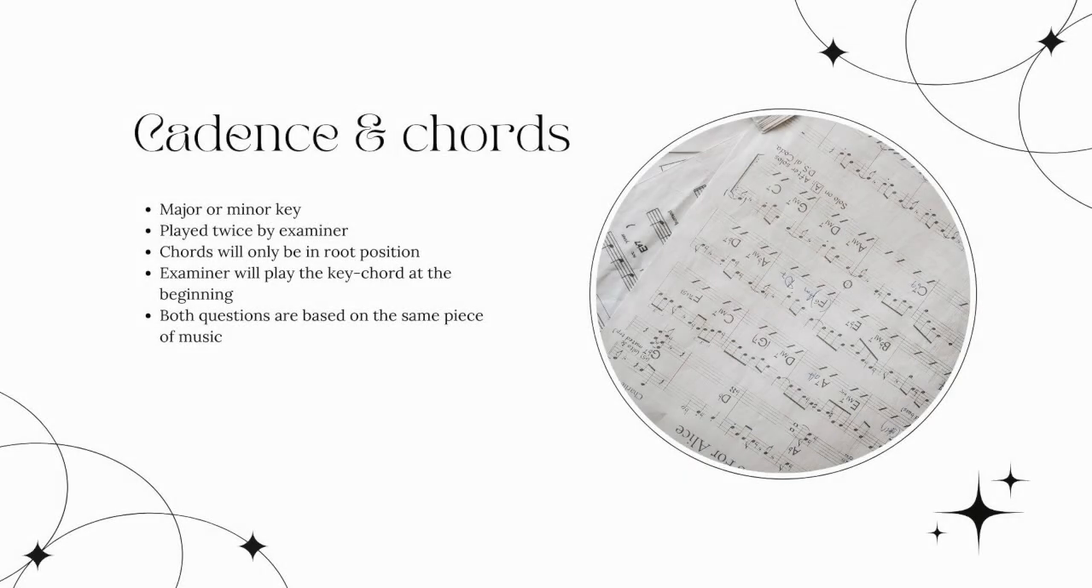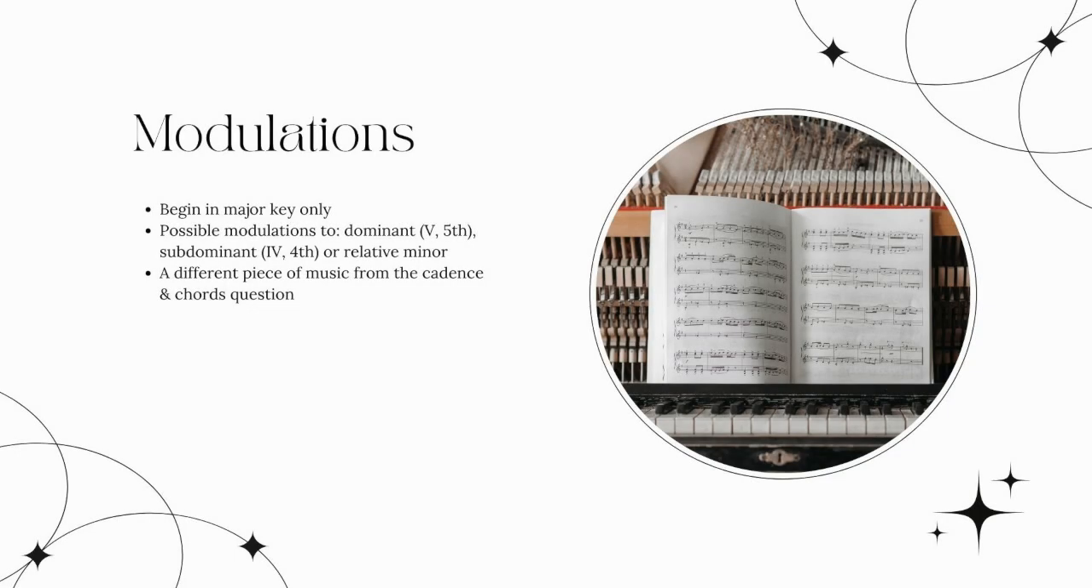For the cadence and chords, it will be in either a major or minor key, played twice by the examiner. The chords will only be in root position. The examiner will play the key chord at the beginning. Both questions are based on the same piece of music. And for modulations, it will begin in a major key only. The possible modulations would be to the dominant, subdominant, or relative minor. It will be a different piece of music from the cadence and chords question.